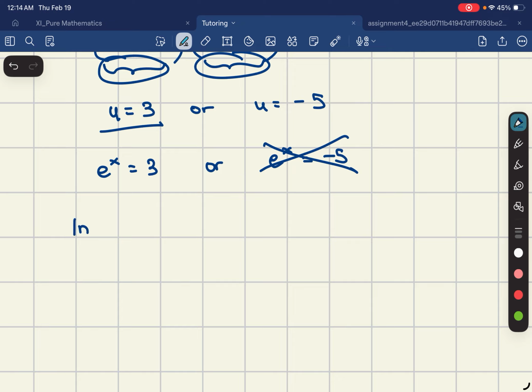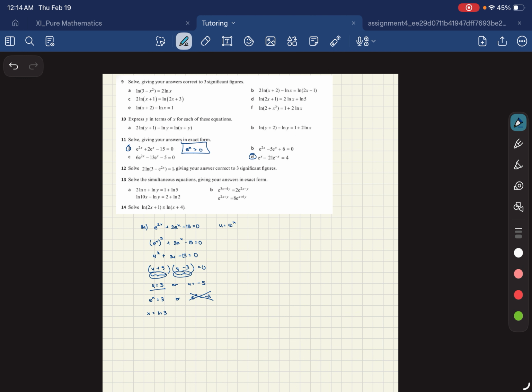So now we solve for x by taking the log on both sides. So x is going to be ln 3. So that is your answer for 11a.